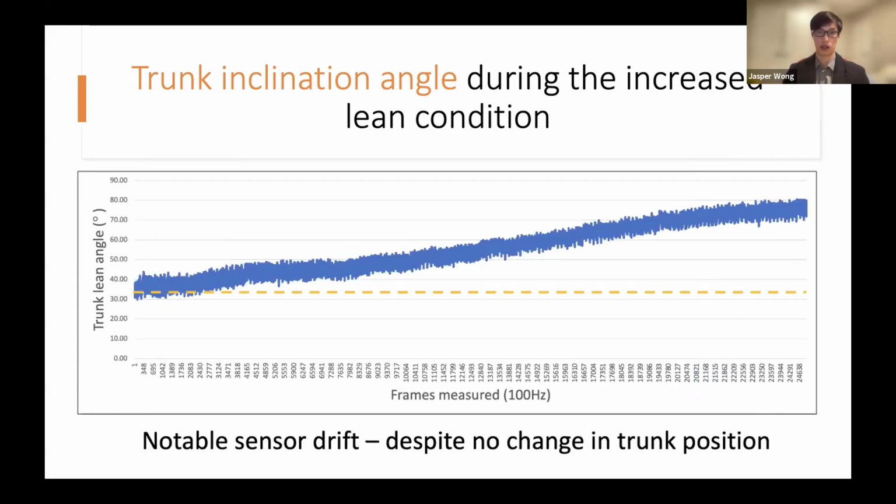This is just another example, but going in the opposite direction, which would suggest that the participant kept leaning forward over the course of the run when in fact they didn't. So we can see here that there was notable drift in the sensors and both over- and underestimated trunk angle.